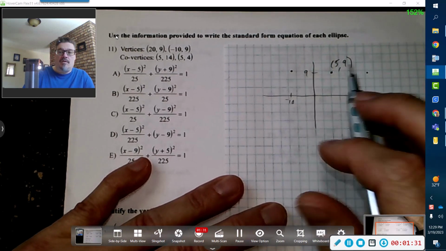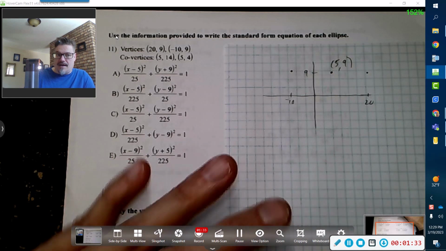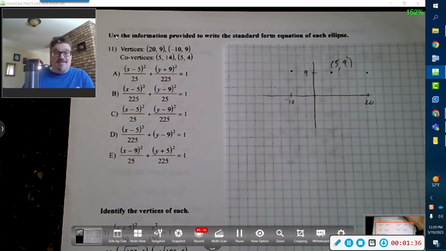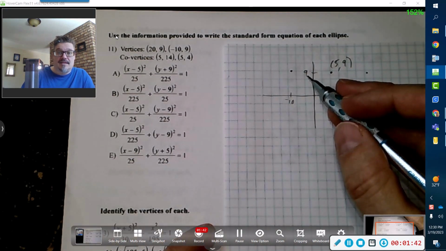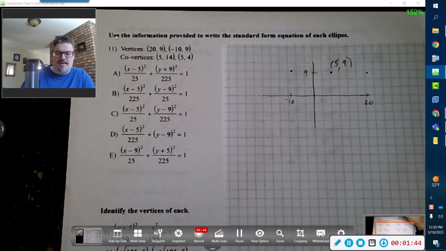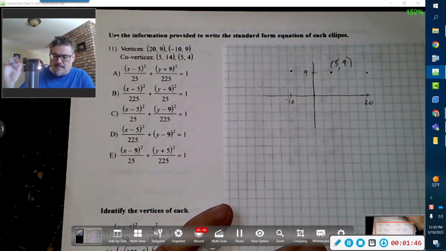Notice how I almost wrote 9, 5. I have to be very careful with this because I can easily switch them around, just looking at this and thinking that's the x coordinate. You have to be really careful when you're doing this. Maybe you don't have that problem. I know that I do.